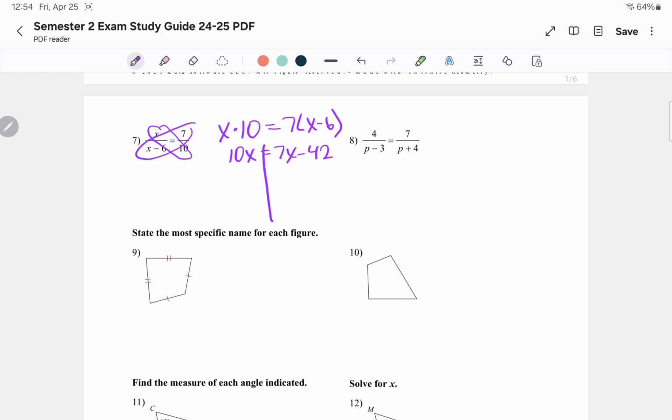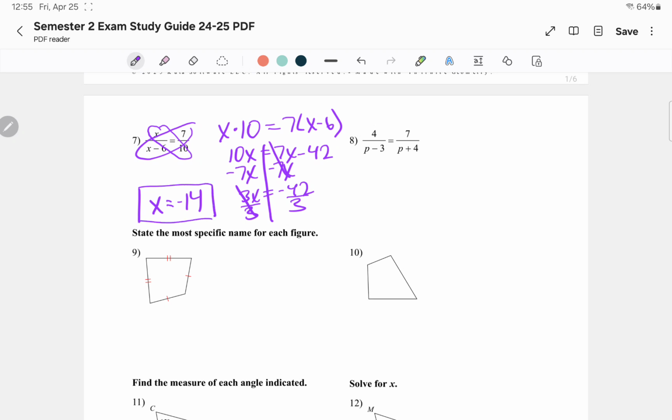When I have an x on both sides, and then just a number on this one, I want to move this x so I can have an x only on the left and then a number on the right. So I can get x by itself, right? If I move the 10x, that's not going to get me any closer to getting x by itself. So I have to cancel out the 7x, and then I divide both sides by 3. And 42 divided by 3 is 14, so I get negative 14.